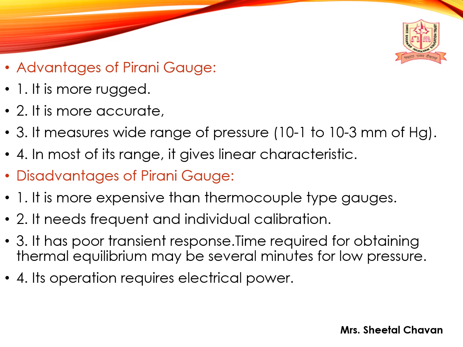Disadvantages of the Pirani gauge. It is more expensive than the thermocouple type of gauge. It needs frequent and individual calibration. It has a poor transient response. The time required for obtaining thermal equilibrium may be several minutes at low pressure. Its operation requires electrical power.